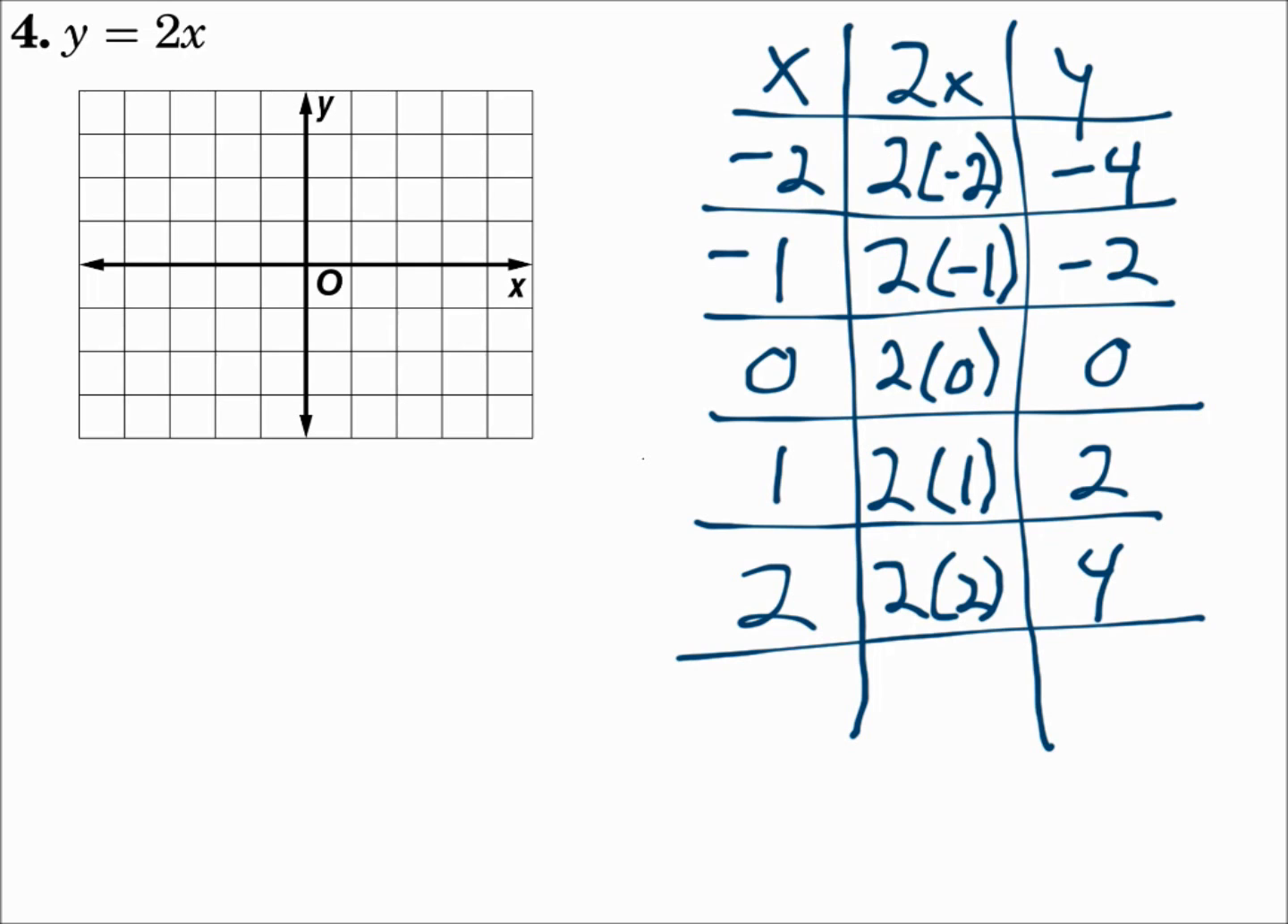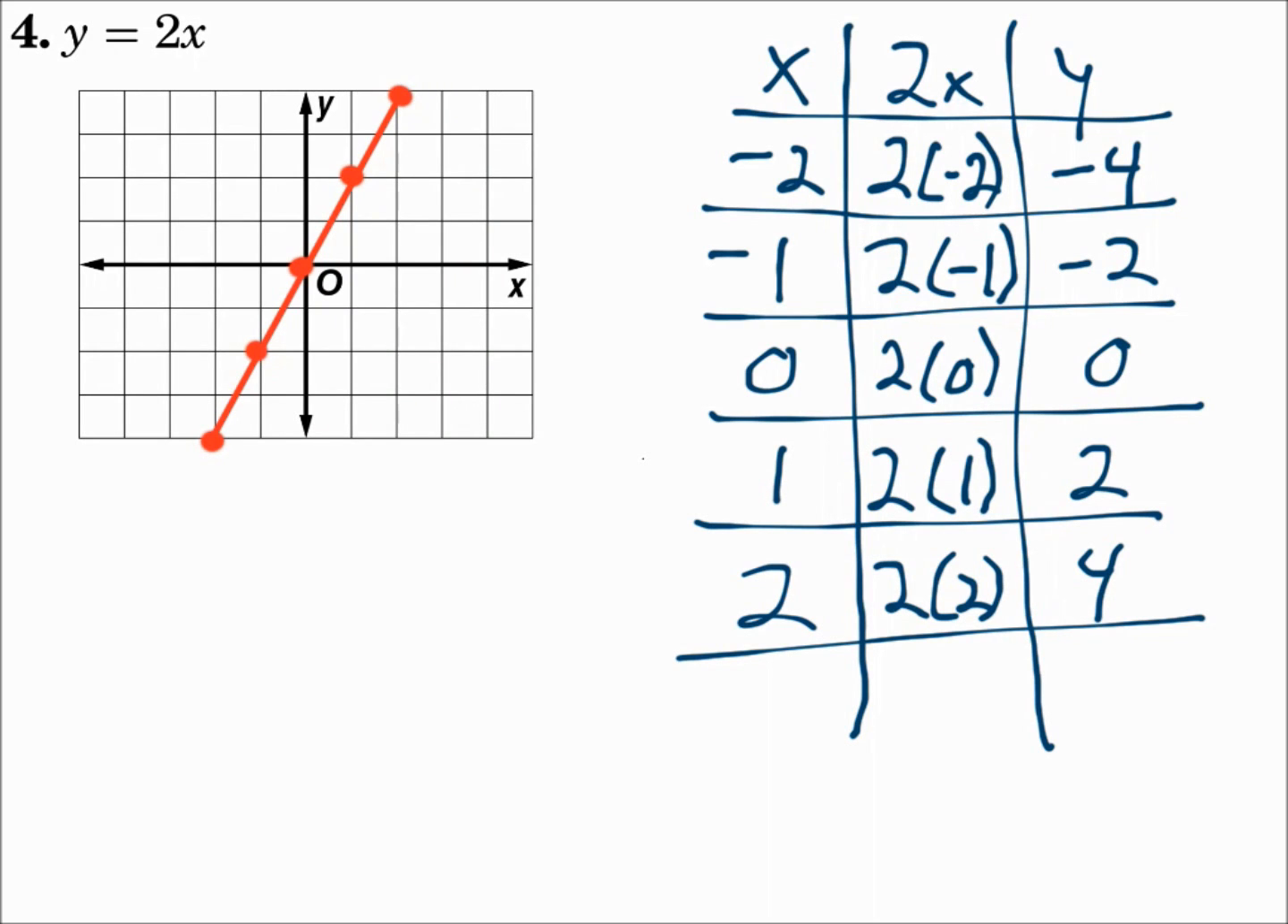Now I have a set of points. The top row has the point negative 2, negative 4 right there. The next one is negative 1, negative 2. I'm using the x value and the corresponding y value. The next row is 0, 0. The next one is 1, 2. And the bottom row, x is 2, y is 4. So that gives us our points. Connect the dots, and we have it.